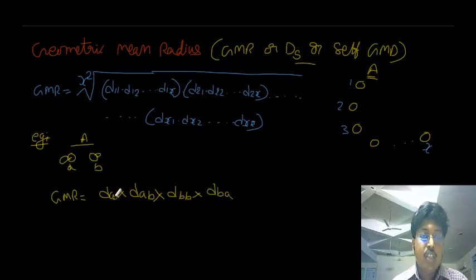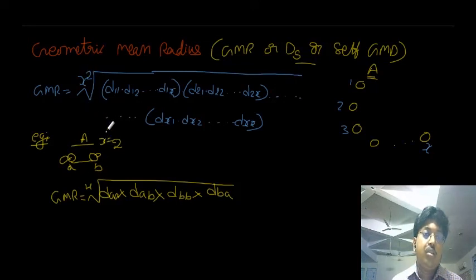DAA is the distance of A to A, the self distance of A, and DAB is the distance between A and B. DBB is the distance between B and B, the self distance of B, and DBA. So in total we have 1, 2, 3, 4, that is 4 distances. How many strands do we have in this case? 2, so x equals 2, that is x squared root, which means 2 squared, that is 4th root.